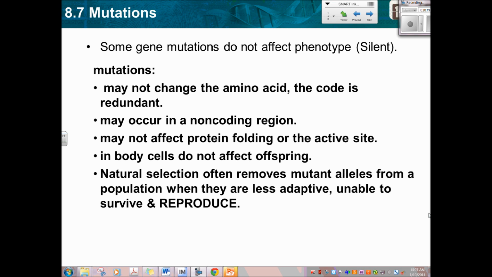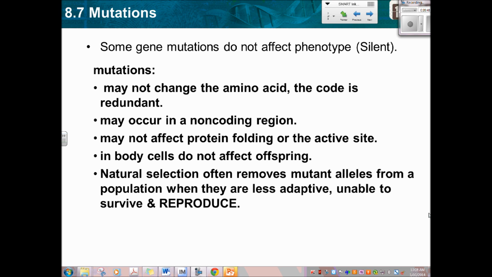They may not affect the protein folding. So maybe it's a new amino acid, but maybe it's the same type of amino acid in the same family. Like maybe it's hydrophilic, it likes water. So maybe the protein still works. In body cells, they do not affect offspring. So we can get a mutation from spending too much time out in the sun. Well, we're not going to pass that on to our offspring. It's just a mutation in our skin cells, not our eggs or our sperm.